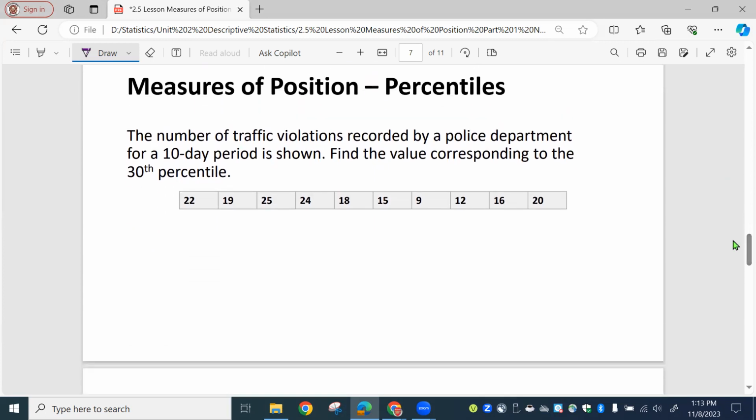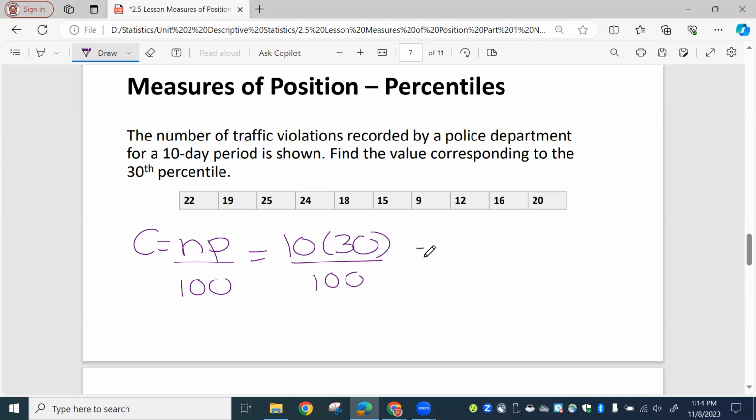Let's do one more. Here we'll find one for the 30th percentile. We can use this formula, and in any math class or any class you take where there are formulas that you want to be comfortable with, remember, and use properly, you should write that formula down every time you use it. So again, we have 10 days' worth of violations. Now we want to find the 30th percentile. And so we get 3.